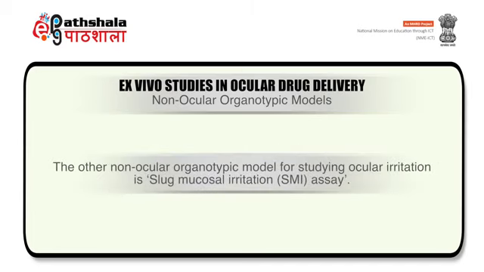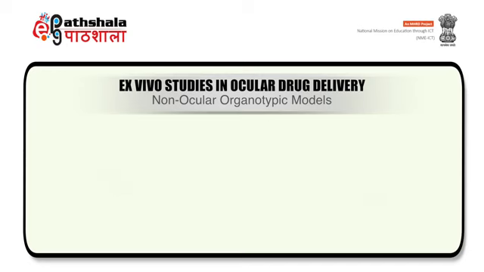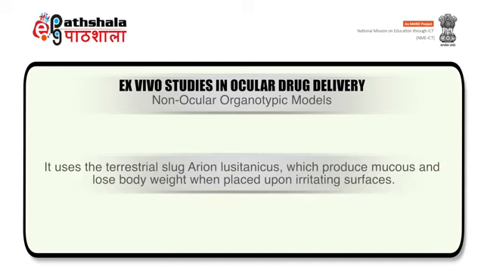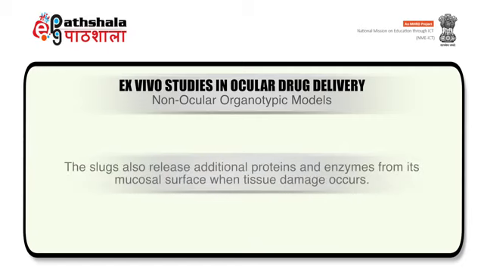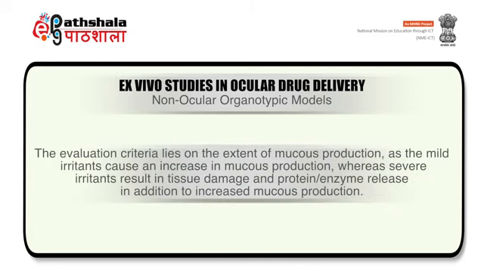The other non-ocular organotypic model for studying ocular irritation is the slug mucosal irritation assay, called the SMI assay. It uses the terrestrial slug, which produces mucus and loses body weight when placed upon irritating surfaces. The slugs also release additional proteins and enzymes from their mucosal surface when tissue damage occurs. The evaluation criteria lie on the extent of mucus production, as mild irritants cause an increase in mucus production, whereas severe irritants result in tissue damage and protein release in addition to the increased mucus production.